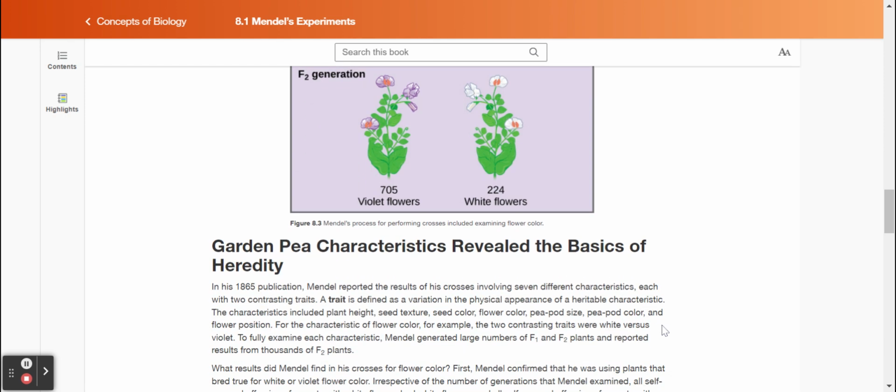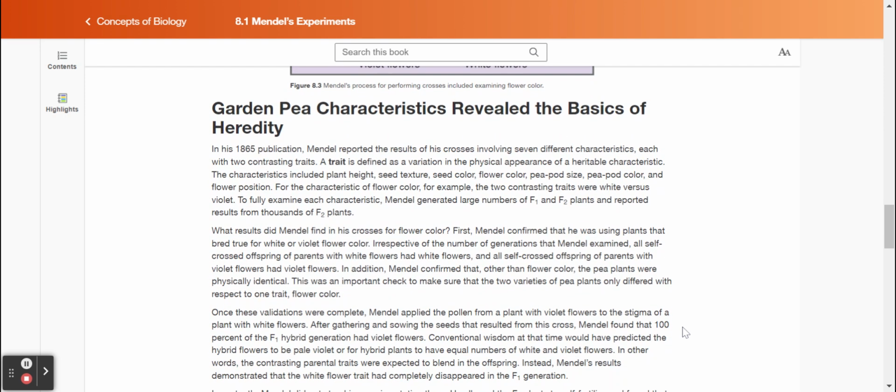Garden pea characteristics revealed the basics of heredity. In his 1865 publication, Mendel reported the results of his crosses involving 7 different characteristics, each with 2 contrasting traits. A trait is defined as a variation in the physical appearance of a heritable characteristic. The characteristics included plant height, seed texture, seed color, flower color, pea pod size, pea pod color, and flower position.